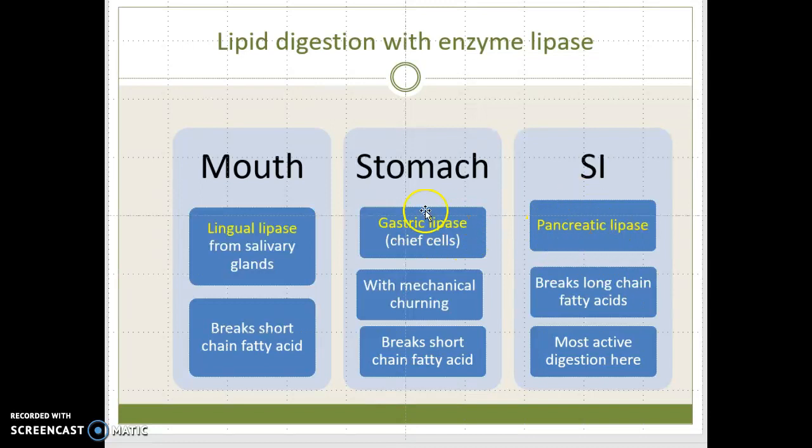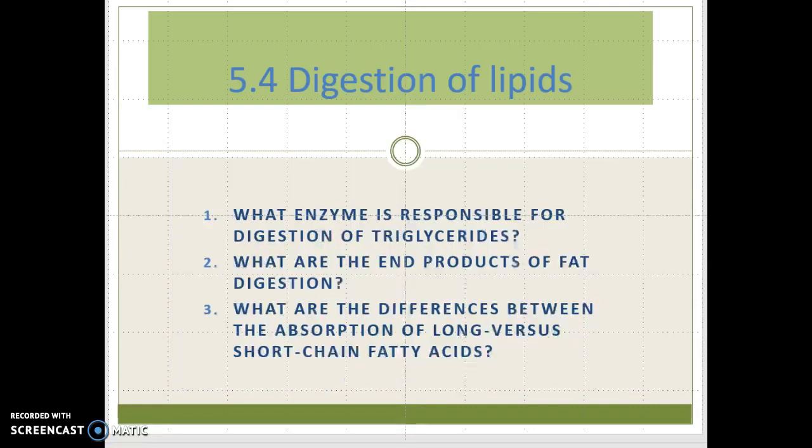So there's a small amount of lipase, actually gastric lipase, made by the chief cells, which are cells lining the stomach. So the short chain fatty acids can be broken down slightly in the stomach as well as in the mouth. And then the final breakdown in the small intestine is breaking down long chain fatty acids, but most digestion occurs in the small intestine. So it's all lipases, every enzyme. It's just a matter of identifying where the source of the enzyme is.